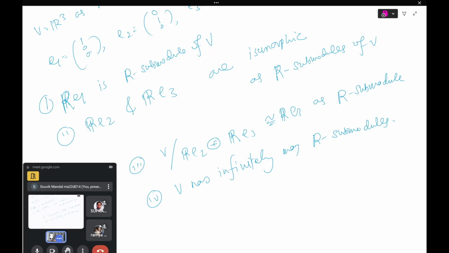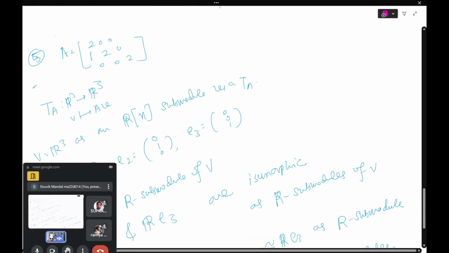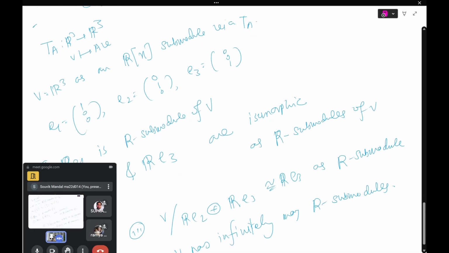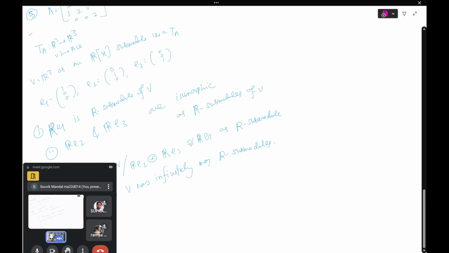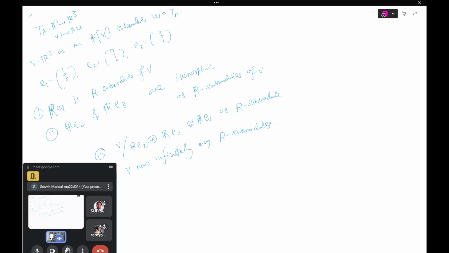So this is almost the same question as the previous one. We have some matrix, we have some linear transformation, and R3 is now being considered as an Rx submodule by the same map, the map T_A. We have three vectors E1, E2 and E3. You can see the question options. Now determine which one is correct and which one is wrong. Determine this.